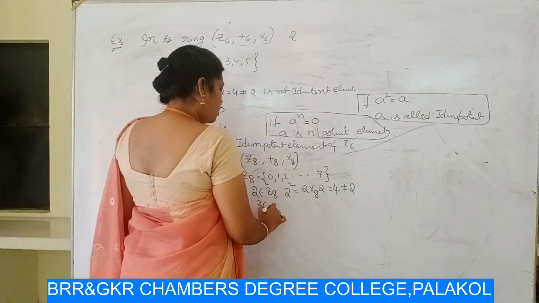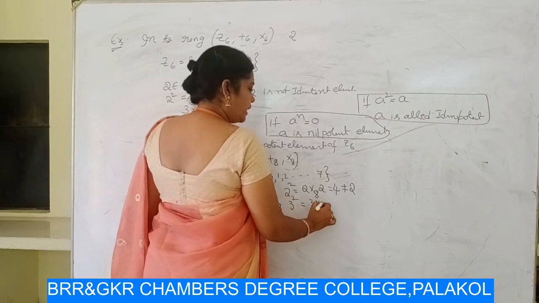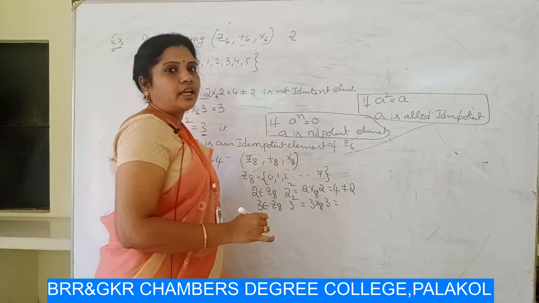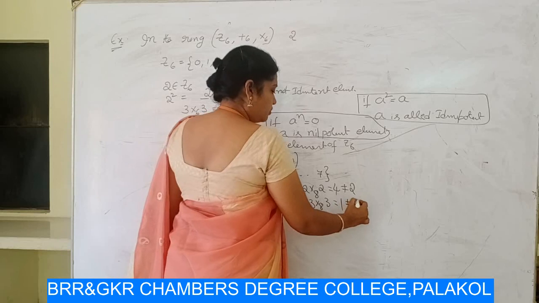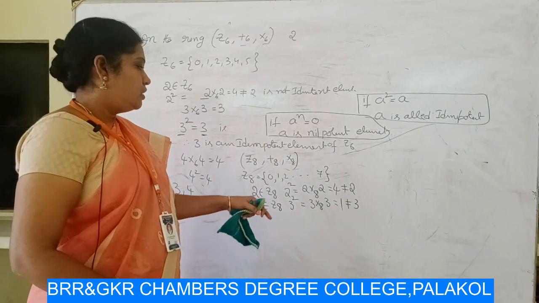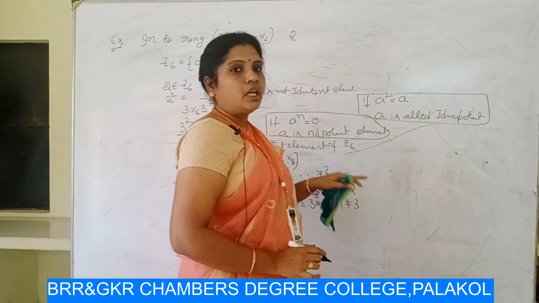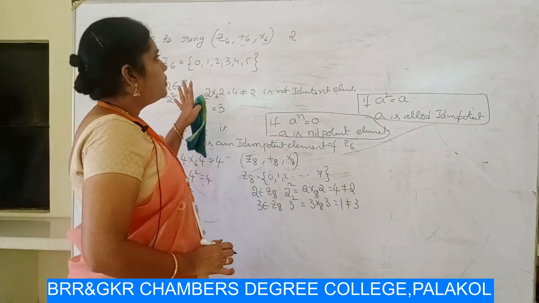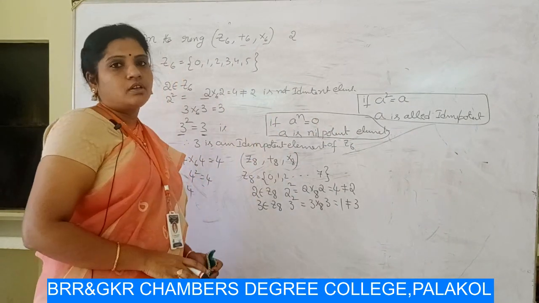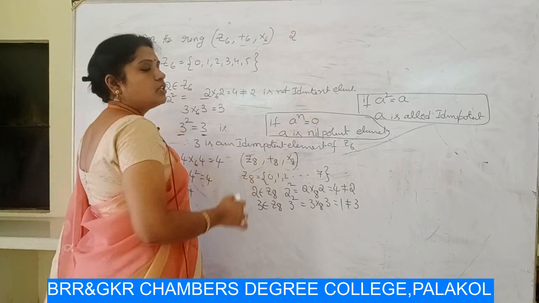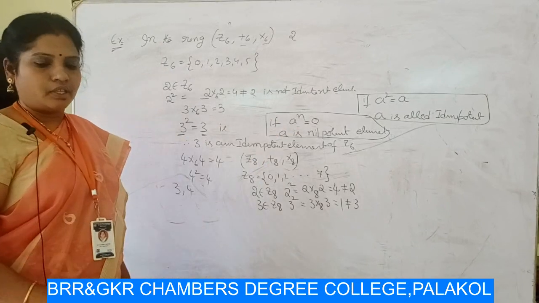Similarly, 3 belongs to Z8, we have 3 square is 3 multiplication modulo 8 with 3, that is 3 into 3 is 9, 9 divided by 8 we get remainder 1. Which is not equal to 3. So here 2 and 3 do not satisfy the condition A square is equal to A. Therefore 2 and 3 are not idempotent elements of Z8. Similarly, all the other elements also do not satisfy this condition. Therefore in this ring there are no idempotent elements.